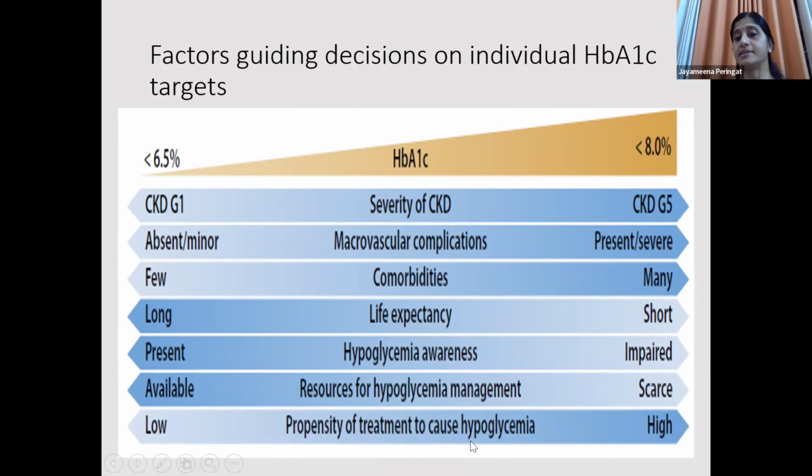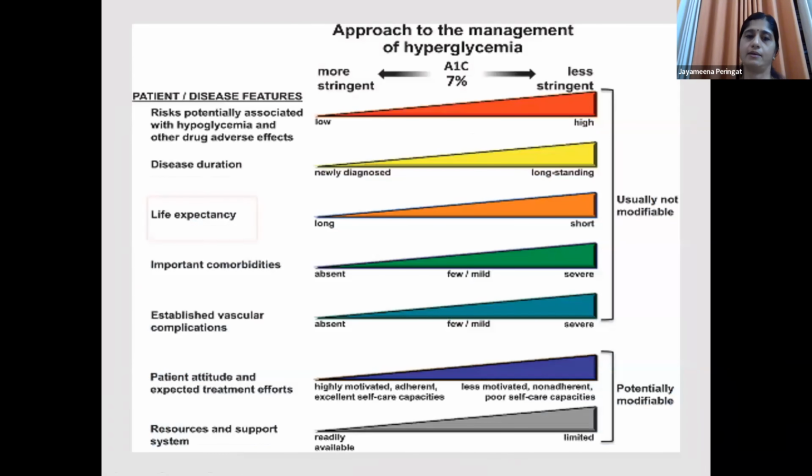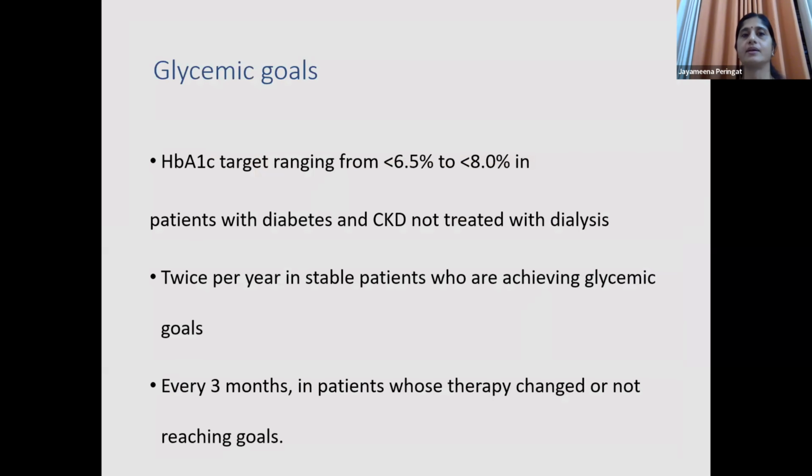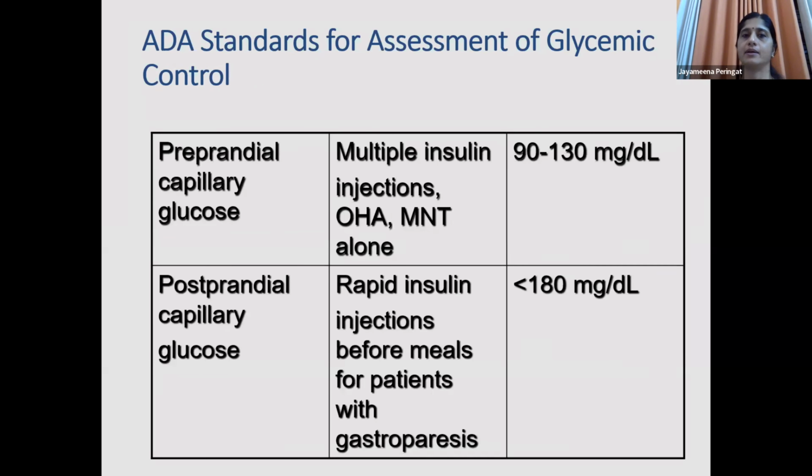If the propensity of treatment to cause hypoglycemia is high, better to target a higher HbA1c. And the longer the disease duration, better to target a higher HbA1c. Most important are the life expectancy and the patient's attitude towards treatment. So basically, the target should be between 6.5 and less than 8. So this is what ADA advises.